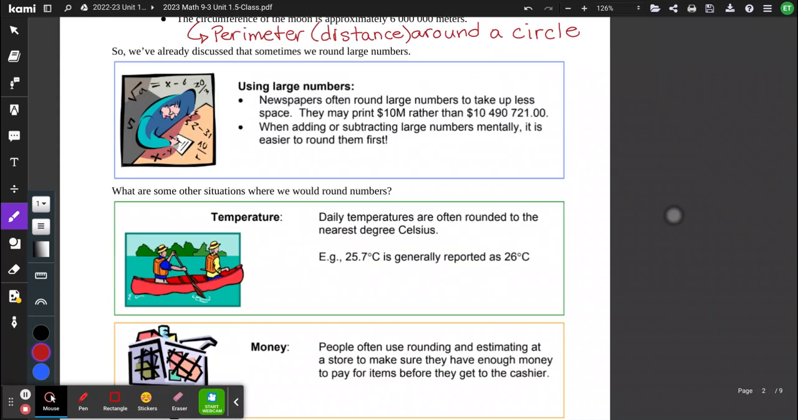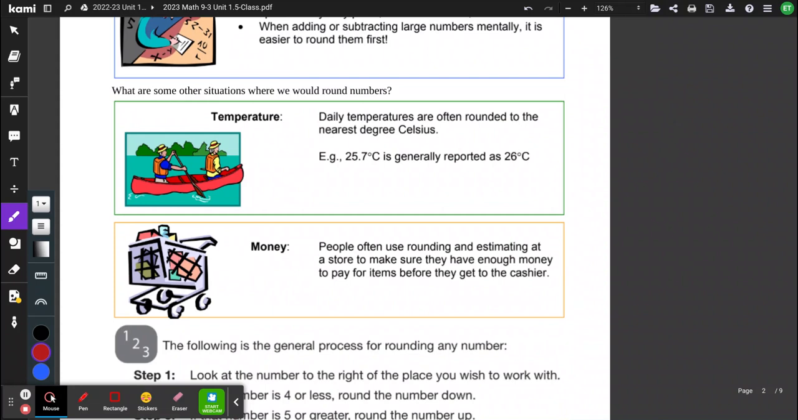So what are some other situations we round? Well, temperature. When we look at our weather network, and we're looking at the weather in the morning to see what we should wear to school. Is it going to be boots weather or can I wear my shoes? Do I need my heavy parka or can I wear my spring coat? Those kinds of things.